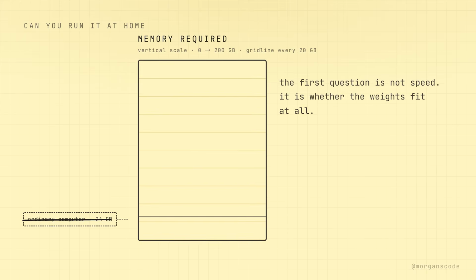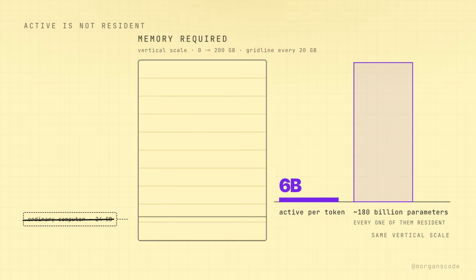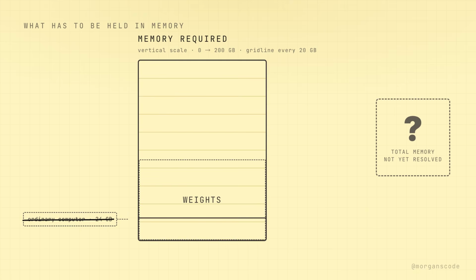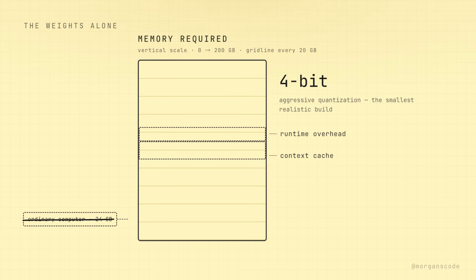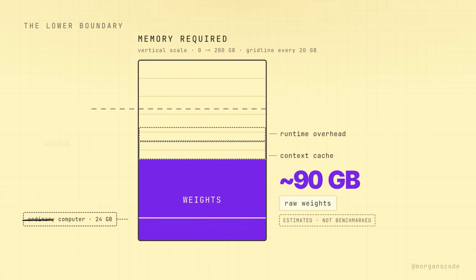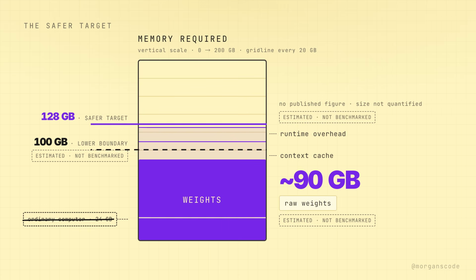Yes, but not on an ordinary computer. 6 billion active parameters does not mean the model occupies the memory of a 6B model. The full architecture contains approximately 180 billion parameters. Those weights must still be stored, together with the context cache and runtime overhead. With aggressive 4-bit quantization, the raw weights could approach 90 gigabytes before that additional memory is considered. So 100 gigabytes of available memory is near the lower boundary. It may work with the right quantization and a controlled context length, but 128 gigabytes or more is a much safer target.